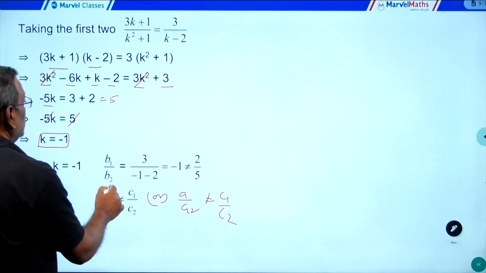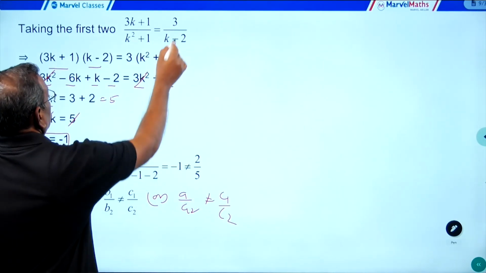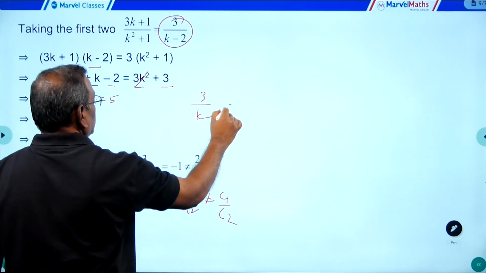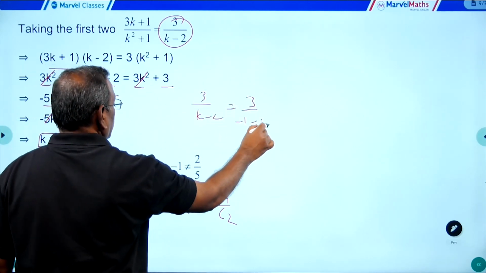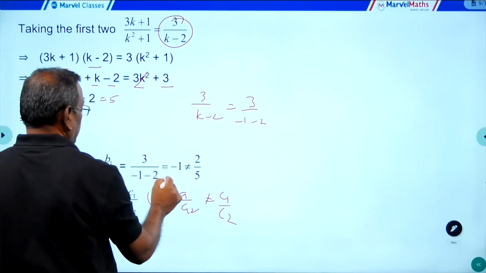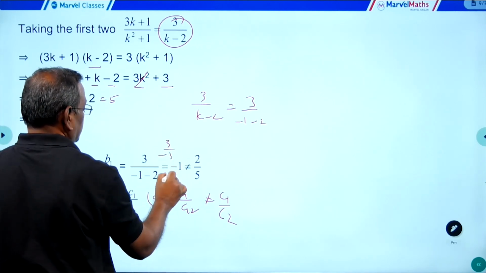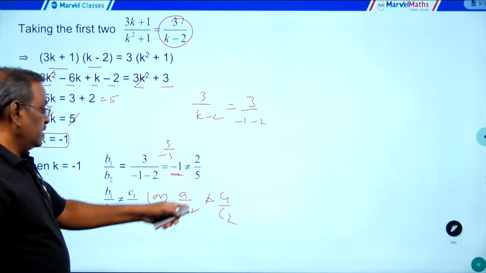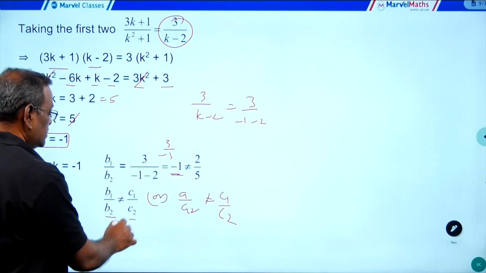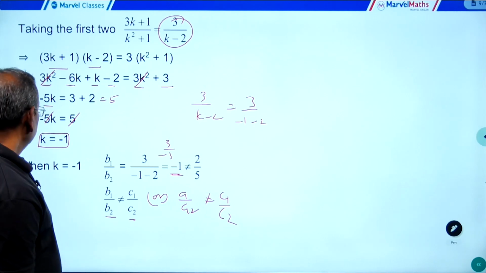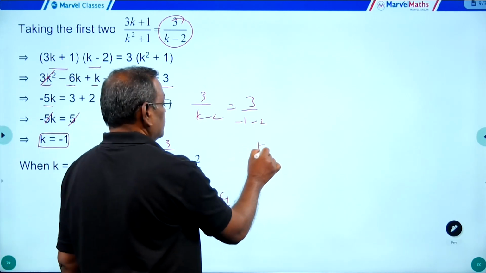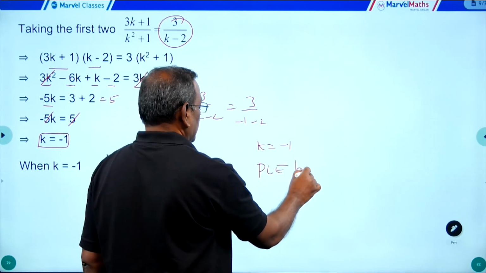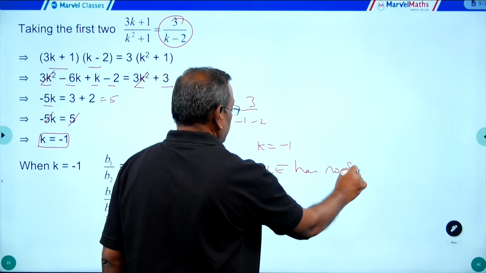So what is b1 by b2? This is b1 by b2, 3 by k minus 2, 3 by, what is k? Minus 1 minus 2, 3 by minus 3. Actually this is 3 by minus 3, which is equal to minus 1, but c1 by c2 is 2 by 5. Therefore b1 by b2 not equal to c1 by c2. Therefore when k equal to minus 1, the pair of linear equations has no solution.